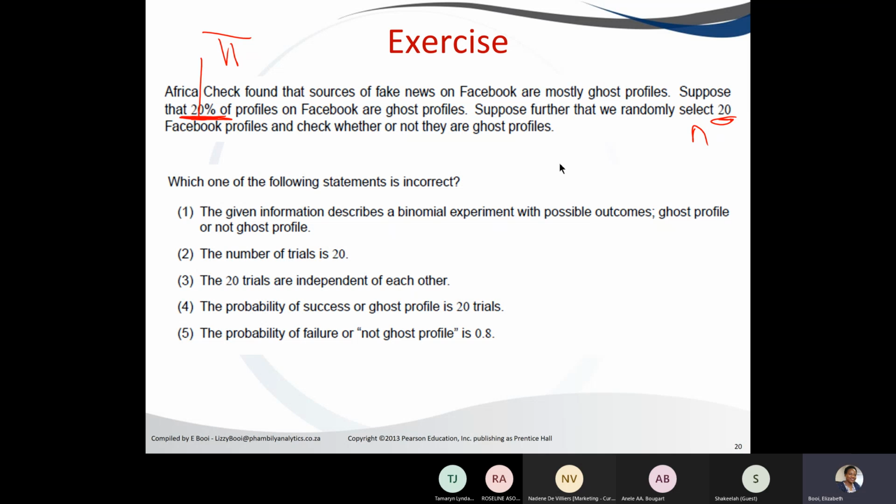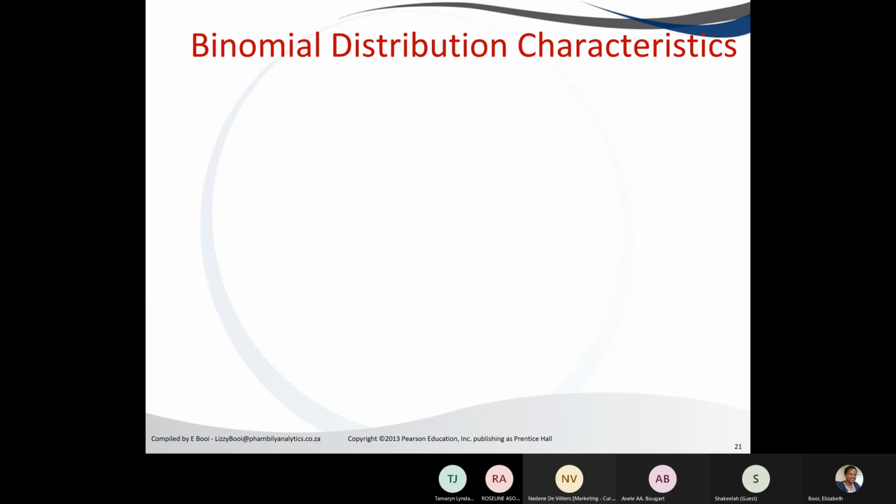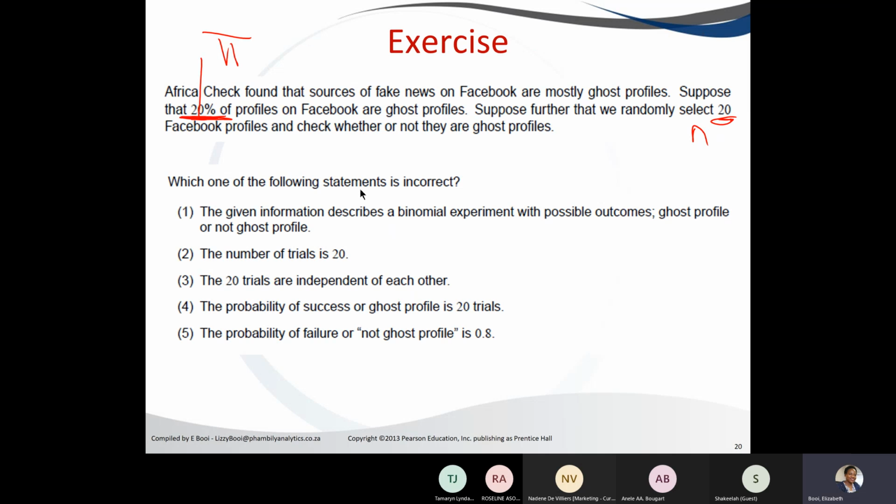Number 4, the probability of success of the ghost profile is 20 trials. Can it be 20 trials? No, it cannot be 20 trials. It has to be 20%. So that is the incorrect one, because it is 20% of Facebook profiles that are ghosts.